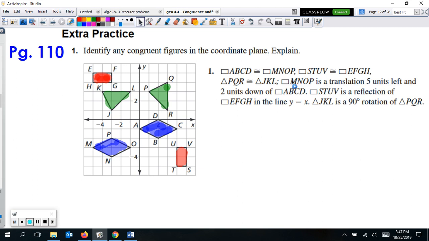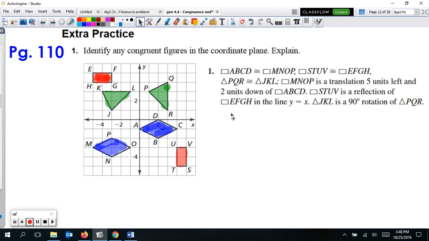For our rectangles, it says that it's a translation 5 units down. So the MNOP, actually no, that's these guys right here, not the rectangles. These guys right here, which are quadrilaterals, like a diamond shape, MNOP, that's the blue ones here. Translation 5 units left and then 2 down, going from this one to this one.